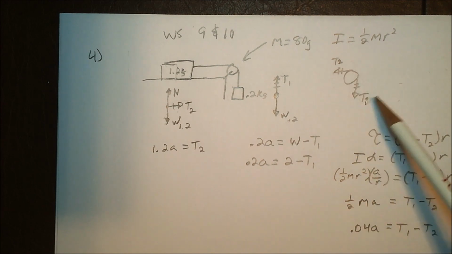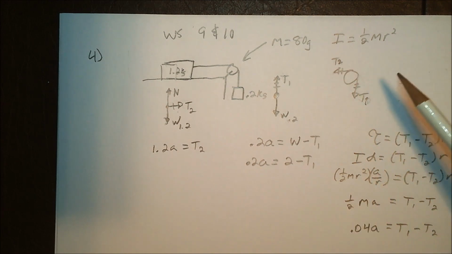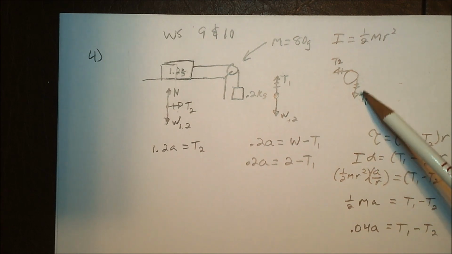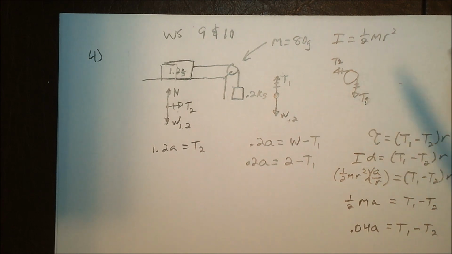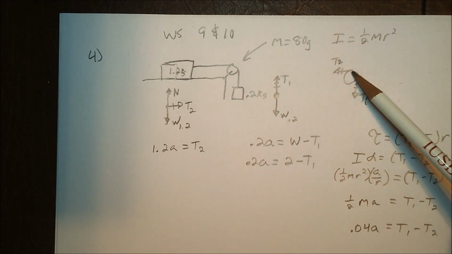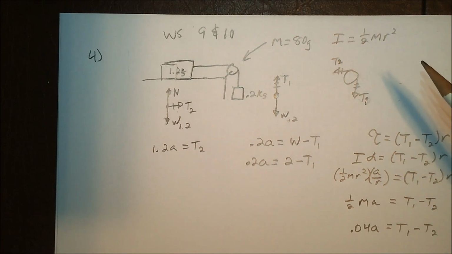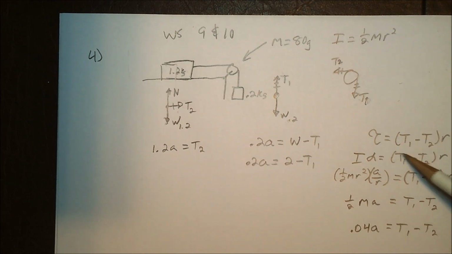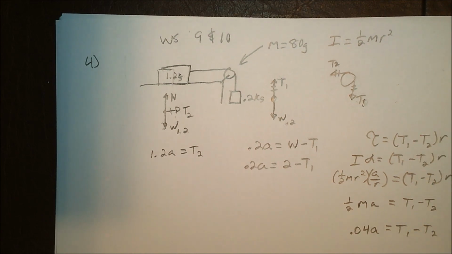Then the net torque equation for this would be this tension times r, sine of theta, which would be 90, and then minus this tension times r, again sine of 90. And so I wrote it like this. I factored out the r. Of course, the net torque is also equal to I alpha. Then I can plug in what I is.